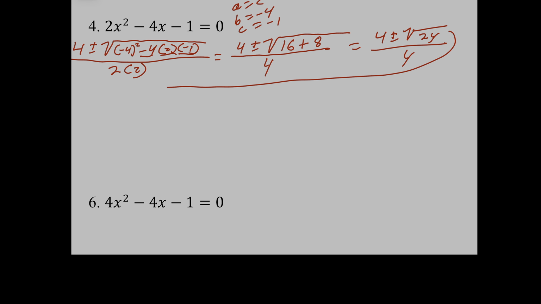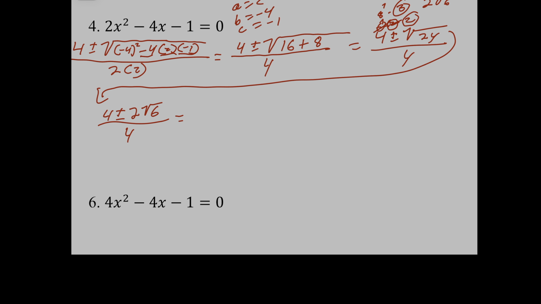All right, now if I want to keep this train going, I'm going to go right there. I'm going to go 4 plus or minus. Now I'm going to break down my 24. That's going to be an 8 times 3. And 8 is 2 times 2 times 2. So there's a pair of 2's. What's left over? A 6. 2 root 6 over 4.